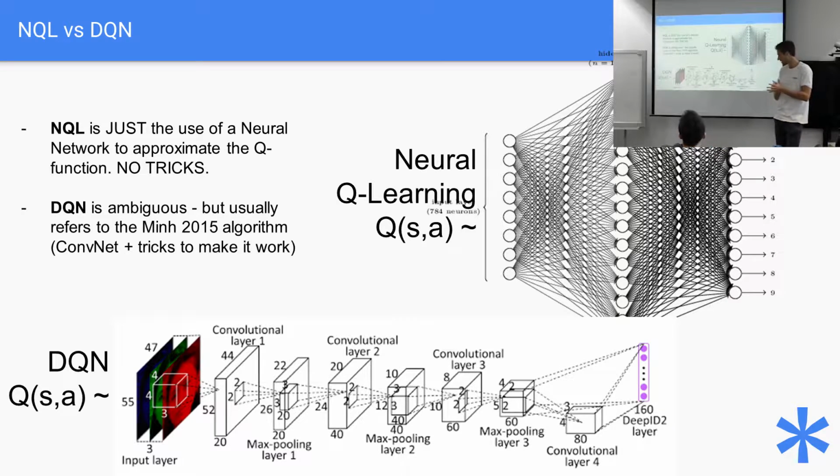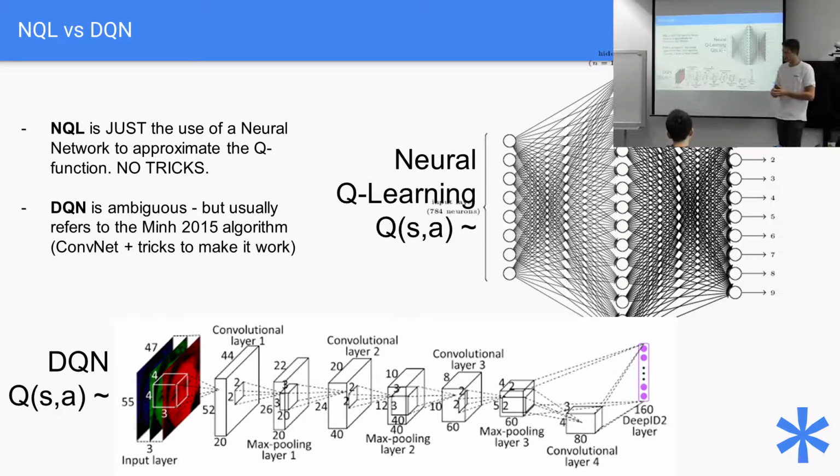In DQNs, which is the specific algorithm which was used to win Atari, they use a thing called a convolutional neural net, which just means you take an image, you do a successive series of transforms, it automatically extracts important features from that image, and then you feed that into fully connected layers and generate a policy.